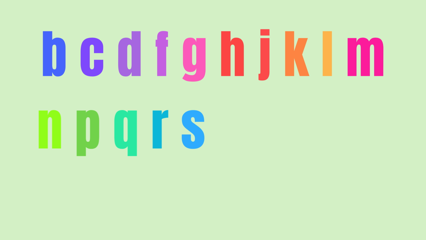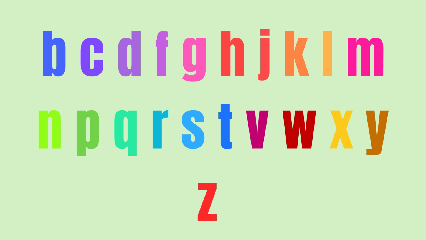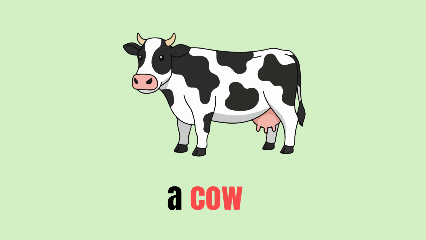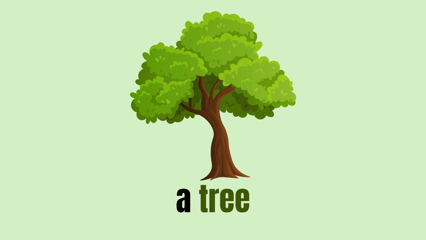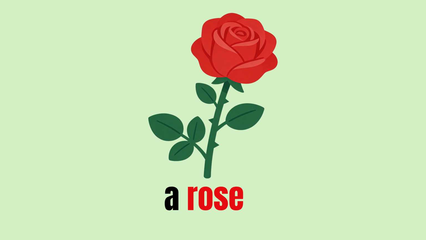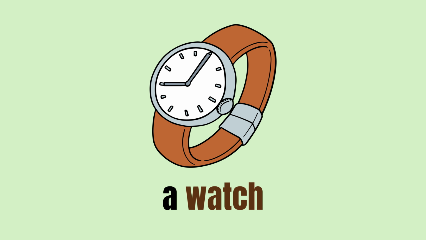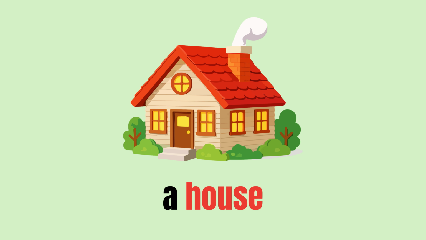Consonants are B, C, D, F, G, H, J, K, L, M, N, P, Q, R, S, T, V, W, X, Y, Z. Some of the examples are a cow, a tree, a rose, a watch, a house.